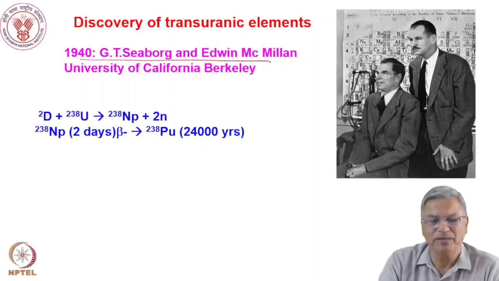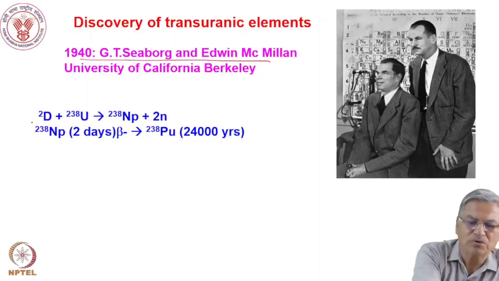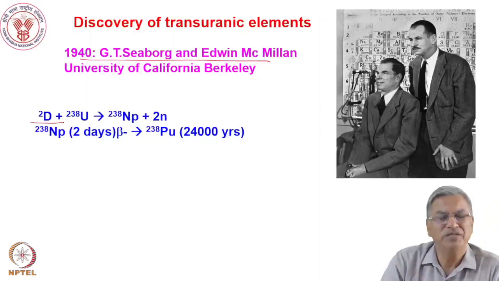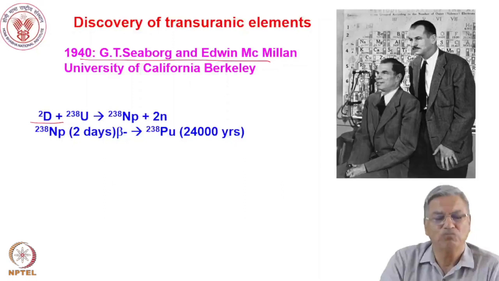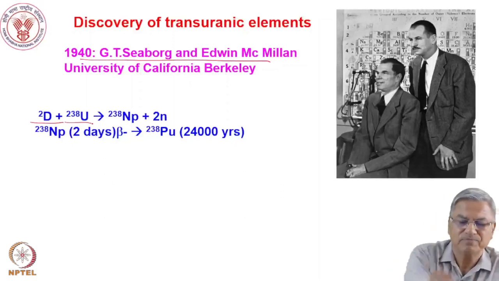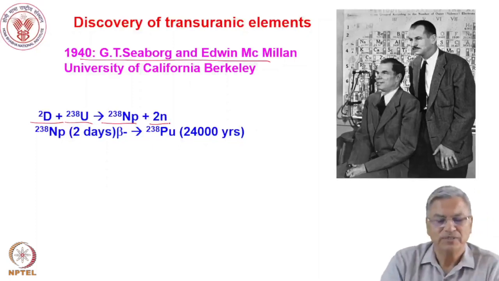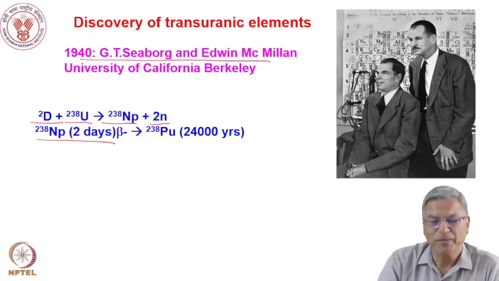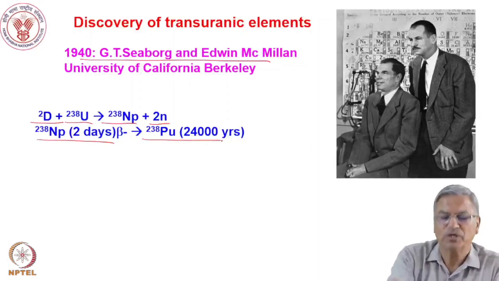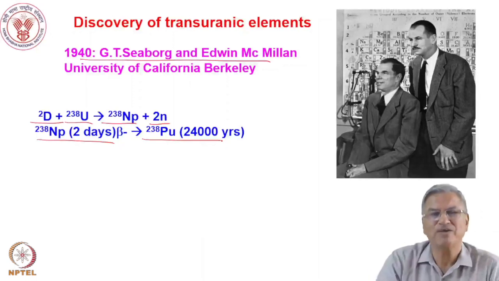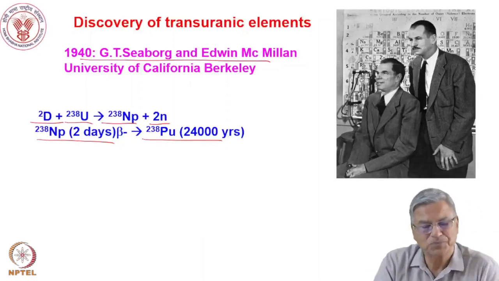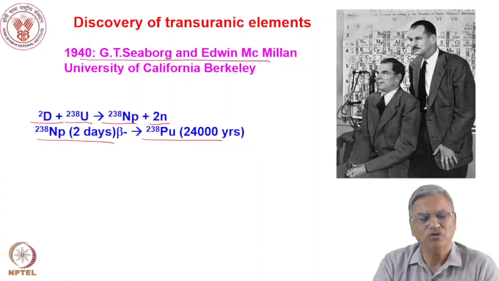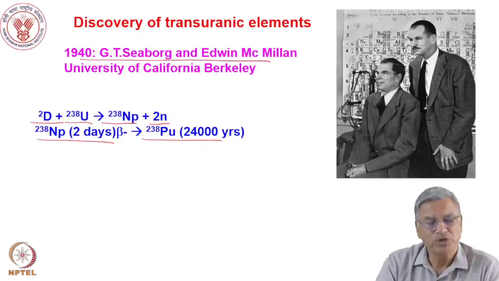Seaborg and McMillan, in fact, used the cyclotron developed by Lawrence, wherein they used a deuteron beam to bombard uranium-238 to get neptunium-238 plus two neutrons. This neptunium-238 has a half-life of 2 days, and by beta minus decay generates plutonium-238, which has a half-life of 24,000 years. So this was the discovery of a new element, plutonium, atomic number 94.